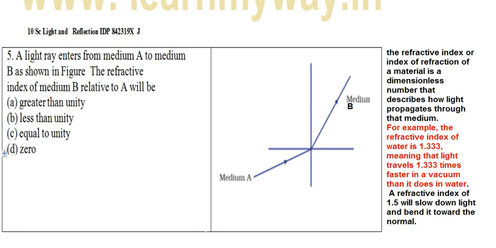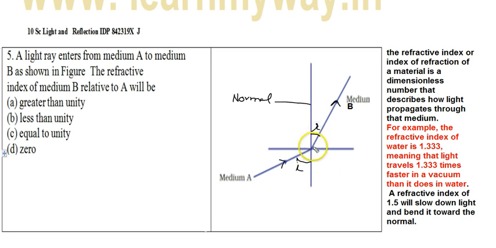Now in this question, a light ray enters from medium A to medium B as shown. It is represented with the help of these arrows. So from medium A it is moving towards medium B, and as we find, this is of course the normal. You can always have this normal here, right? It is making this angle of incidence, this is called I. So this is angle I, and this is angle R.